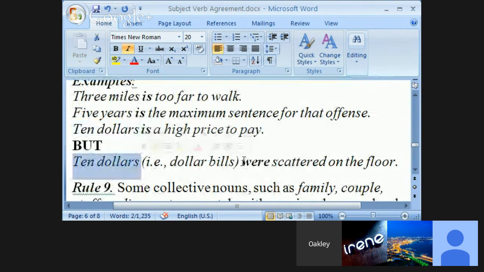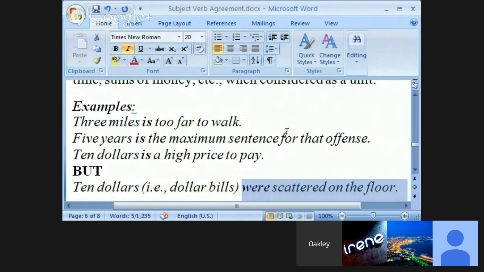$10, on the other hand, were scattered on the floor because there were 10, 1, 2, 3, 4, 5, 6, 7, 8, 9, 10 dollar bills. Okay. And that is about all we have time for. Thank you guys. Thank you very much. I hope you learned something about tricky subject-verb agreement.